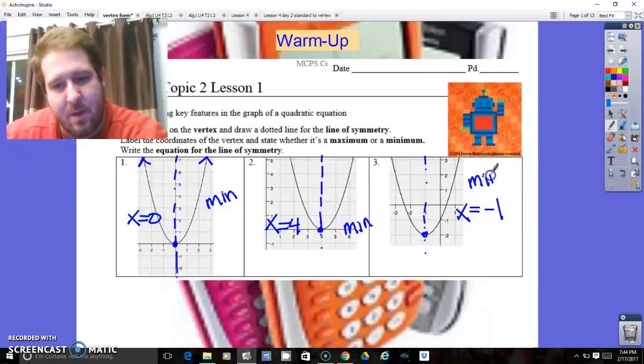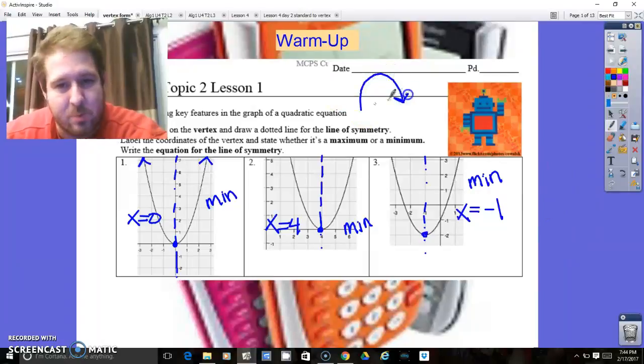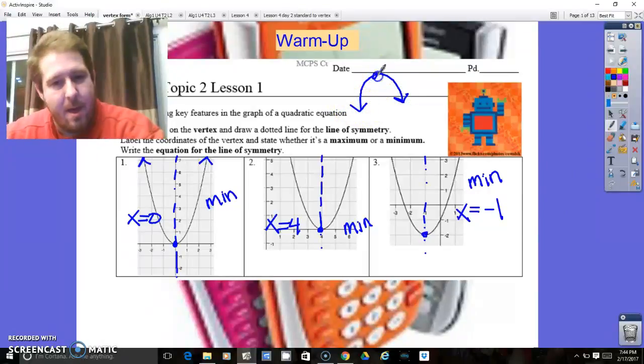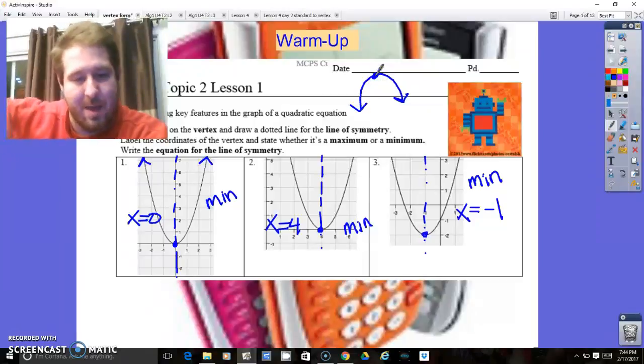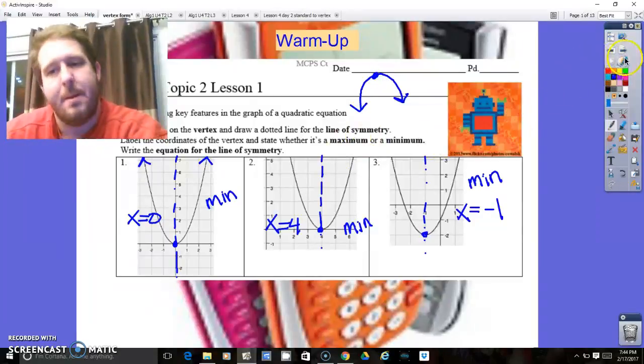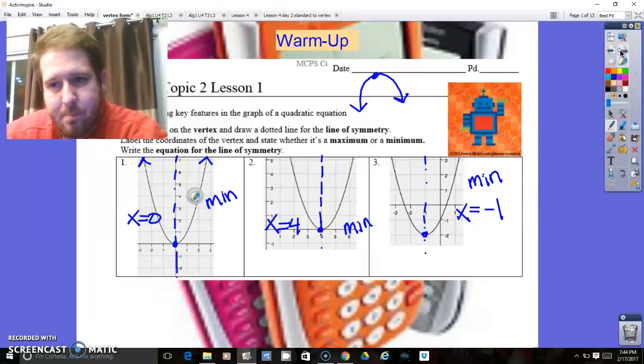So all of these functions have minimums, but sometimes parabolas can actually go down, which we'll see later on, and which means that it actually has a maximum because it goes endlessly down. So the range can be infinitely down, but it just can't go up. It has a highest point.